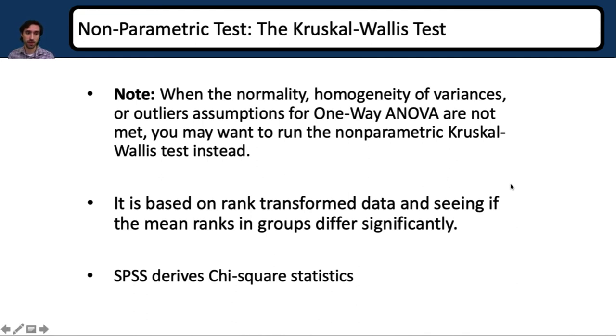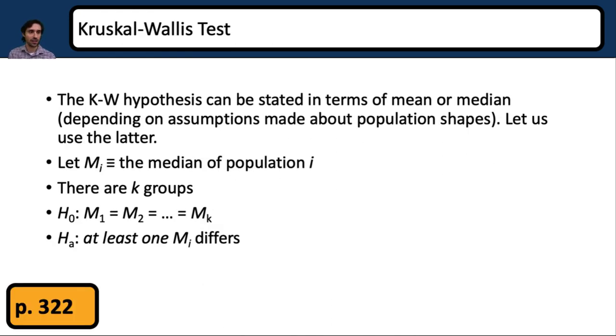So this is based on ranked transformed data. So we'll see what that looks like. And basically, we're looking at it more as an ordinal, and we get to a chi-square, which is actually something that we will be covering next. Look at that. All right, so a KW hypothesis test. We are looking at the median, and it just depends on how many groups there are.